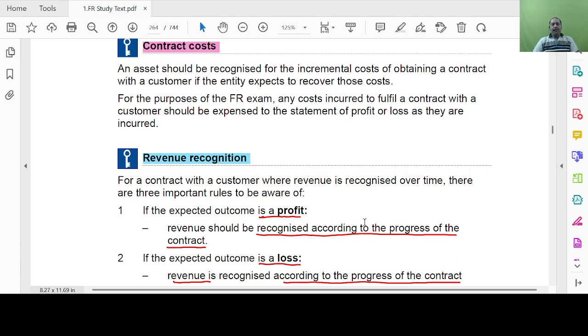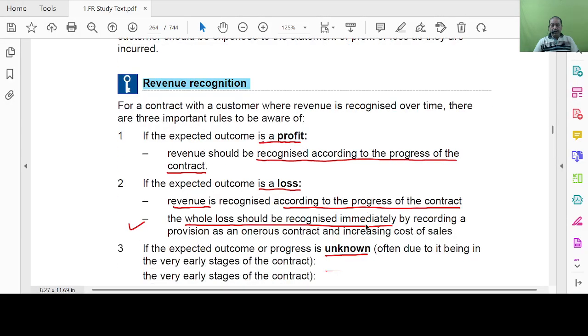Contract cost is given more importance because a contract may spread over a number of years. When we talk about performance of obligation at a point in time and over a period of time, this particular contract is sometimes spread over more than one accounting year. So how to account for the profits and the revenue of such contracts, which are spread over more than one accounting year, is what we are going to study now. Okay, so let us come to the revenue recognition part of this contract cost.